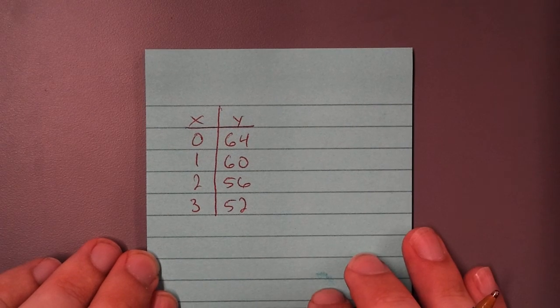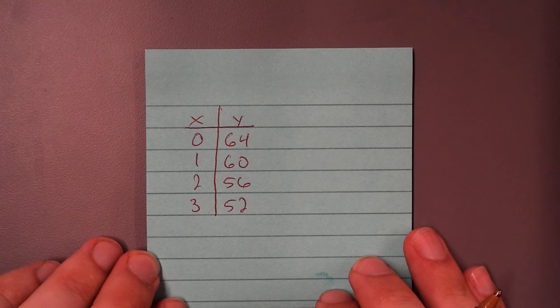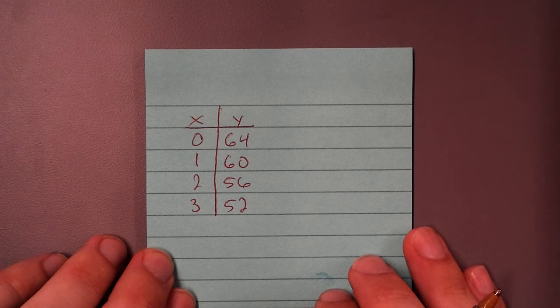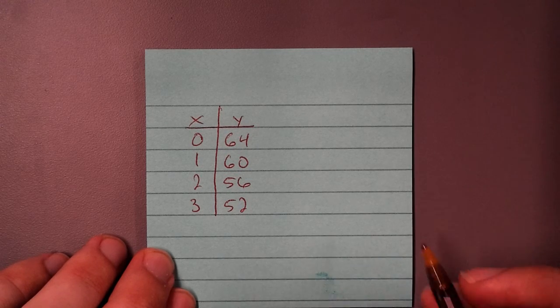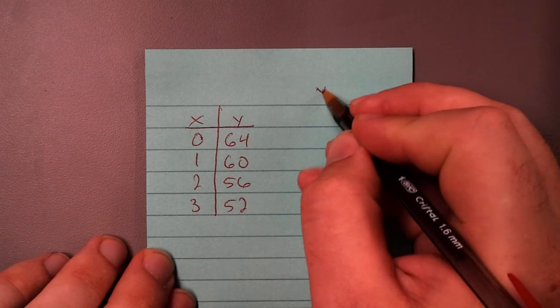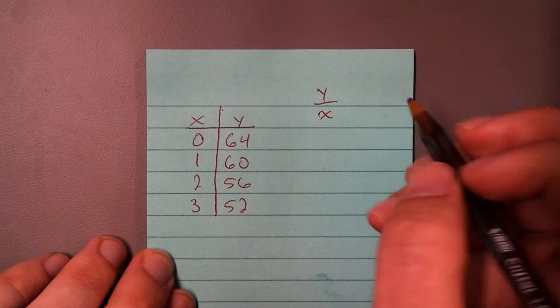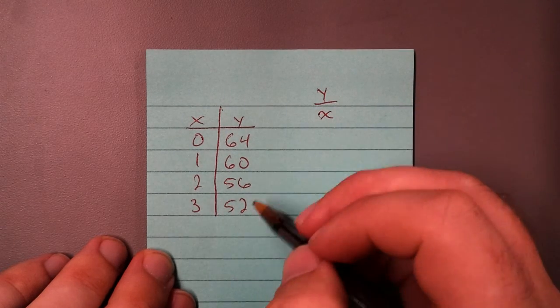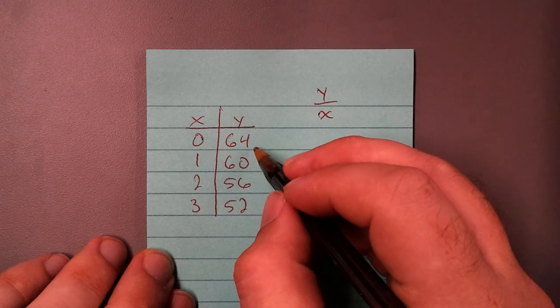Alright, so now we've got a different table. So we're going to still try to find the rate of change, which is going to be the change in y's over the change in the x's, right? Y's are always on top. So I've got my y's over here. This time let's do the y's first.